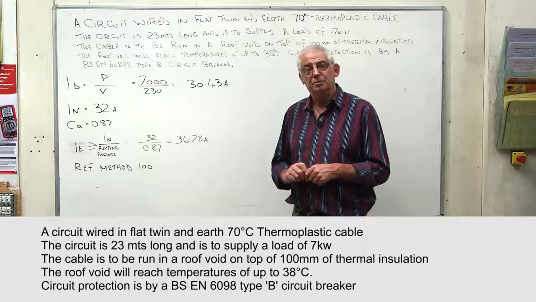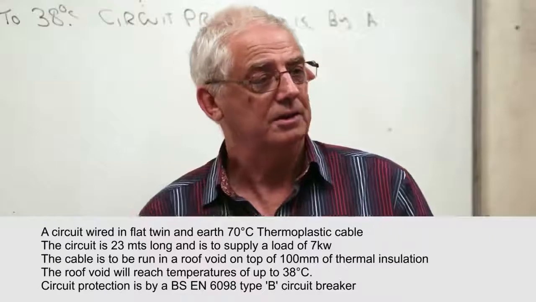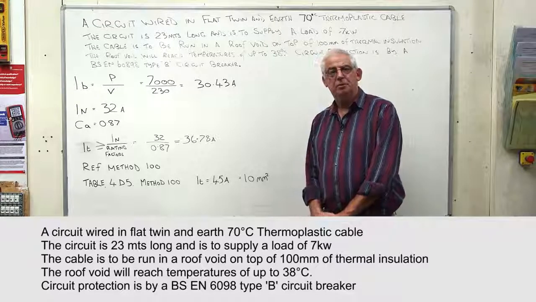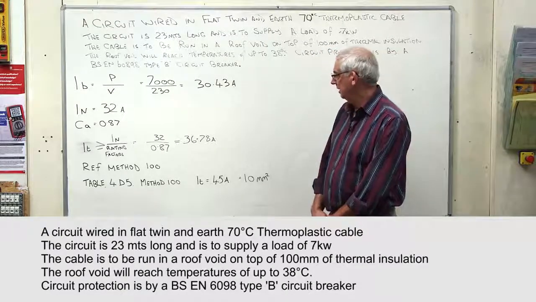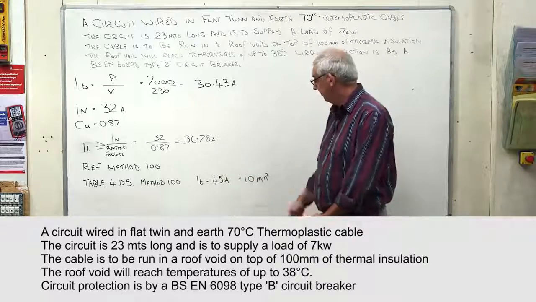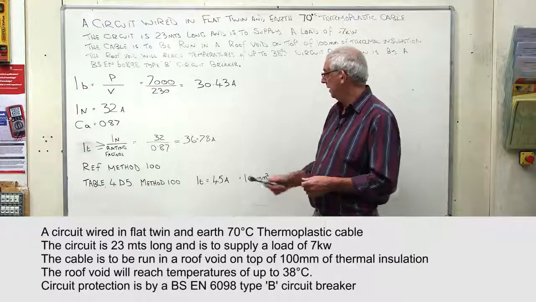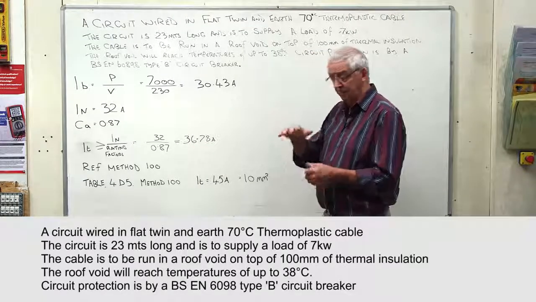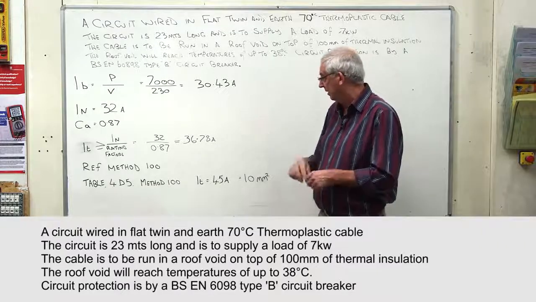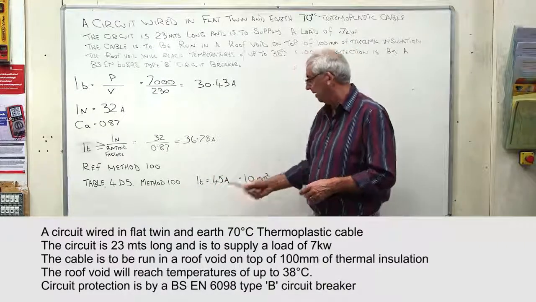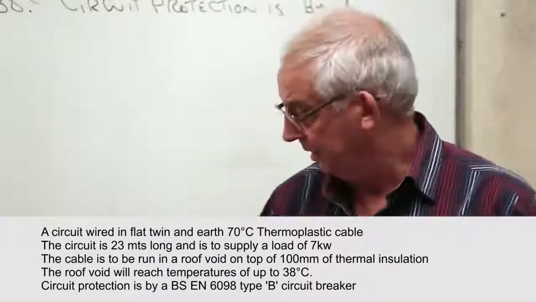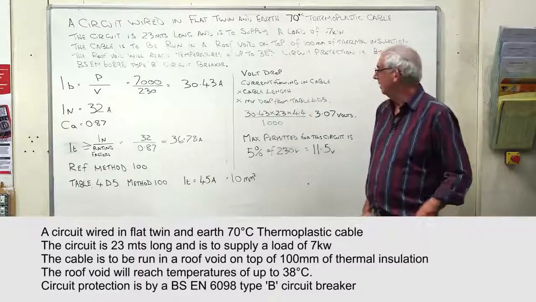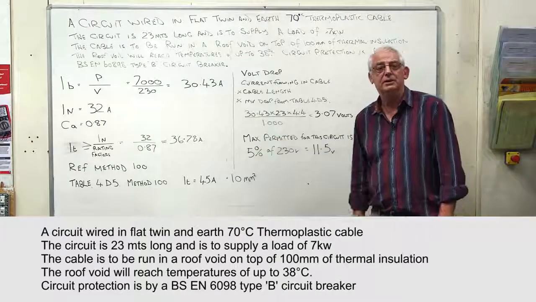Once we get to table 4D5, we can use this reference method to help us decide on what size cable we should use. If we refer to table 4D5, we can see that using method 100, the nearest rating cable I can get to 36.78 amps, which is above it. It could be equal to or above, but for our case it's going to have to be above it. The nearest cable I can get is 45 amps, and that would mean I have to use a 10 millimetre squared cable.